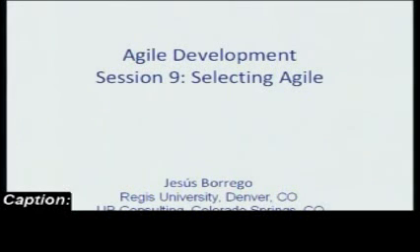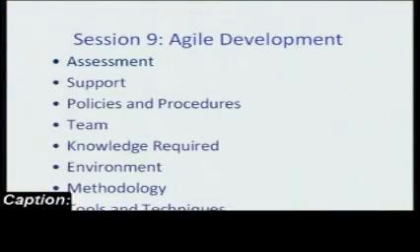In this session, we are going to look at Agile now and try to determine if Agile development is right for us. We have covered the roots, methodology, principles, some methods, frameworks. Now let's try to decide if we are ready or what we need to consider for Agile. We look at the assessment, support required, any policies and procedures, the team composition and the knowledge required, the physical environment for the team, some of the methods, and then tools and techniques.